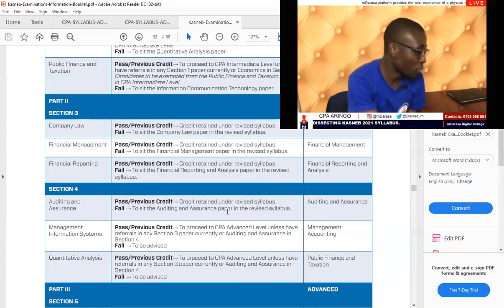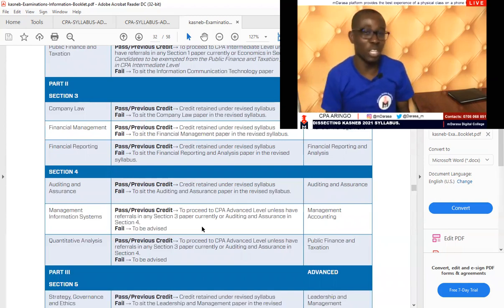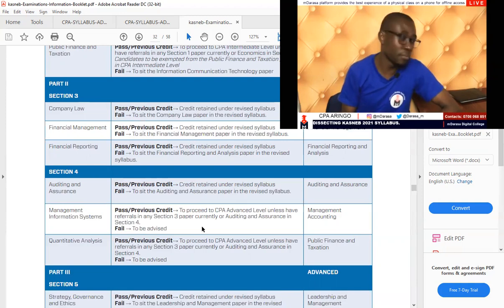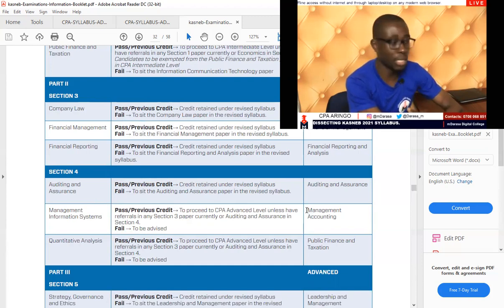Now, a subject of contention, whereby there are a lot of questions. We are talking about management information system and quantitative analysis. Remember, management accounting initially used to be in section 2. Right now it has been brought under intermediate level, right? So you'll find that MIS will be replaced by management accounting at this level.